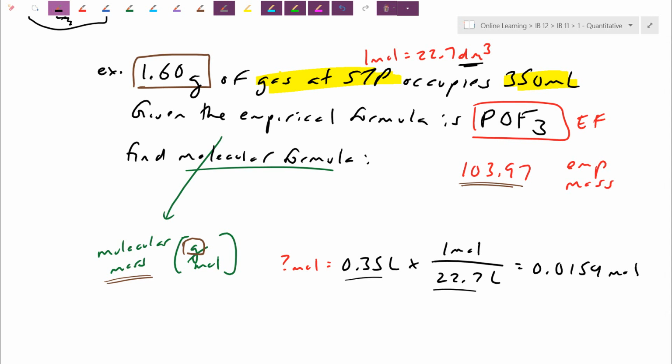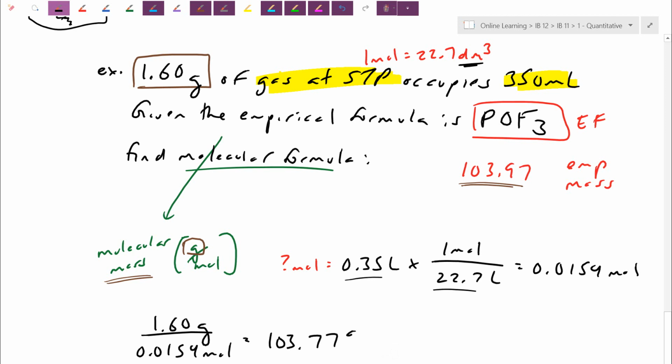My real gas is 1.60 grams on top. I figured out that inside the balloon are these 0.0154 moles. By dividing the two of them, it just rescales it for me. If 1.6 grams for 0.0154 moles, if I actually have 1 whole mole, what's the real molar mass? I'm getting 103.77 grams per mole. And depending on the question, sometimes they'll give it to you as a volume, sometimes they'll give it to you as moles straight away. You just do whatever you can to get grams on top, moles on the bottom.